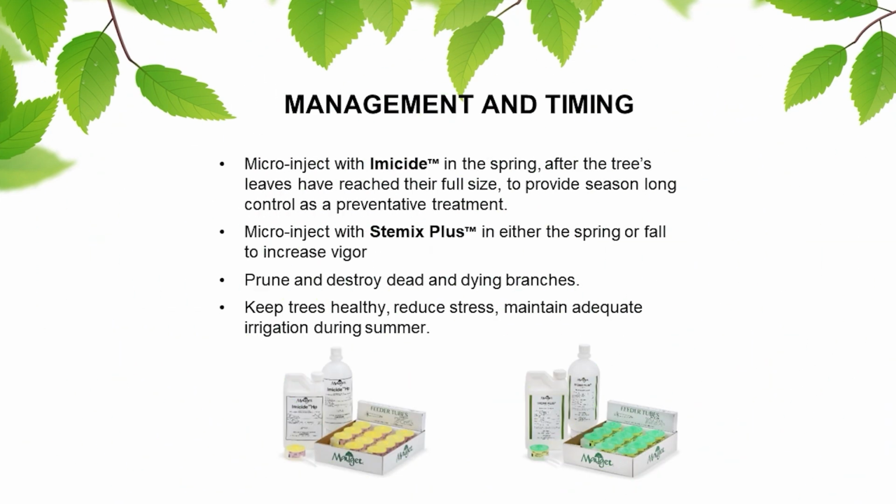Management and timing. Emerald ash borer can be managed by microinjecting Imicide in the spring, after the ash leaves have reached their full size, to provide season-long control as a preventative treatment. Microinject with Stemix Plus in either the fall or spring to increase vigor. Prune and destroy dead and dying branches. Keep trees healthy, reduce stress, and maintain adequate irrigation during summer.